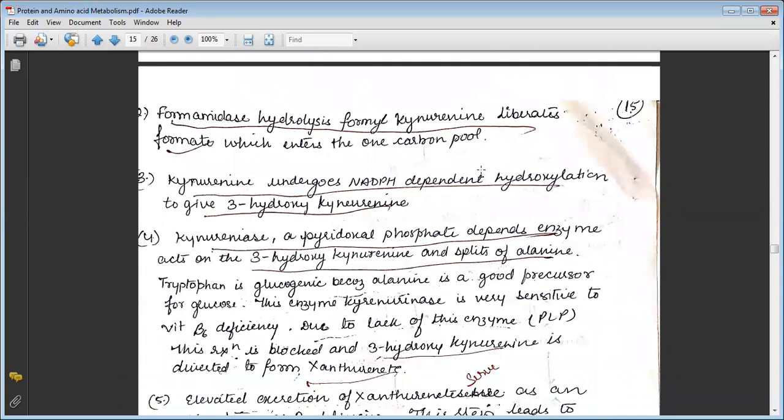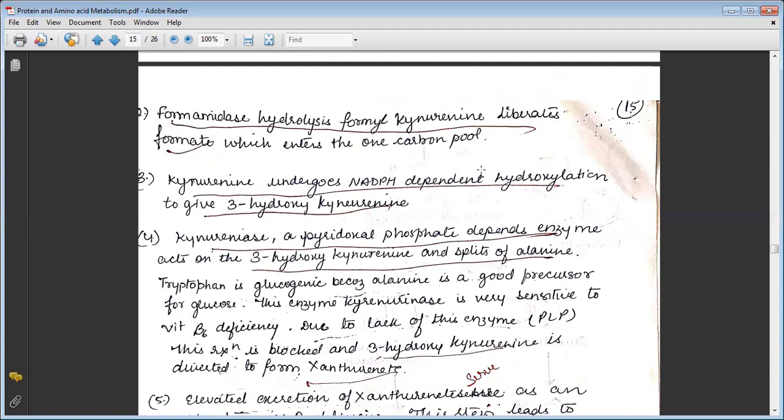This enzyme is a metalloprotein consisting of an iron porphyrin ring. The second is formamidase hydrolysis. Formyl kynurenine liberates formate which enters the 1-carbon pool. Kynurenine undergoes an NADPH-dependent hydroxylation to get 3-hydroxykynurenine. Kynureninase, a pyridoxal phosphate dependent enzyme, acts on the 3-hydroxykynurenine and splits off alanine.